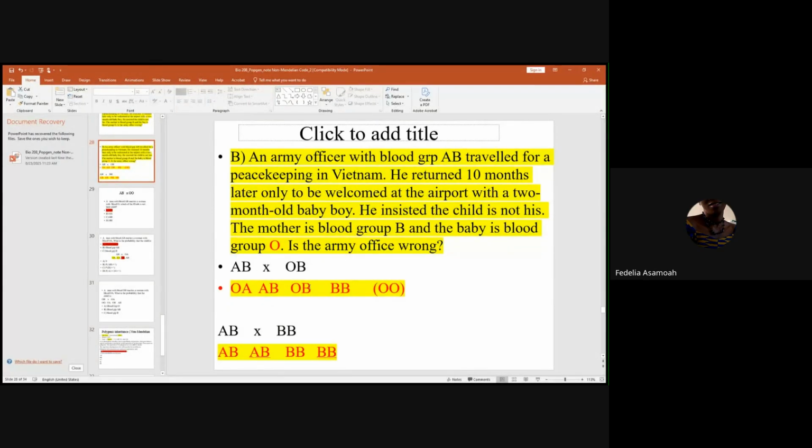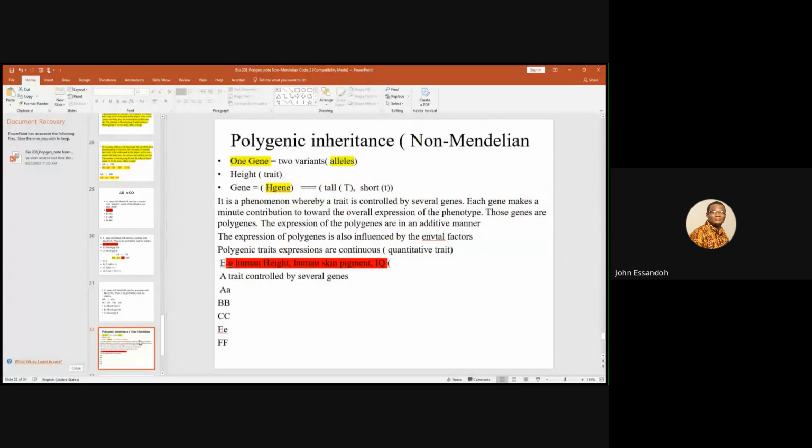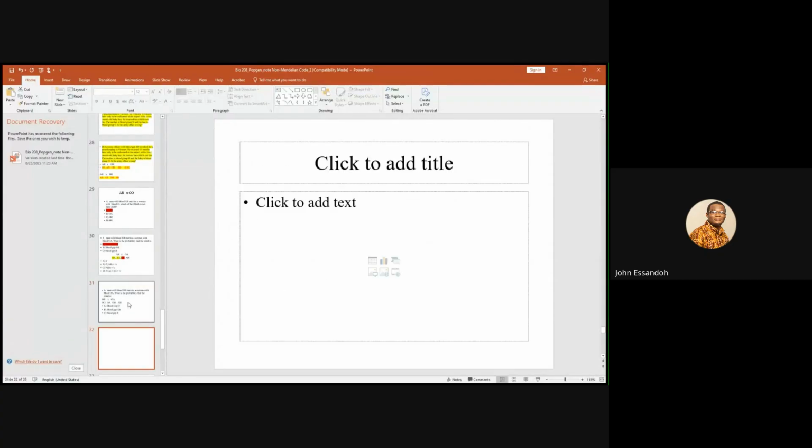Yes, in a court, you need to prove everything beyond all reasonable doubt. So we need to do all the possible combinations with the blood groups to clear all that. That's why we did both. Okay, great. So this is all about multiple allele inheritance, and then we're going to talk about polygenic inheritance.